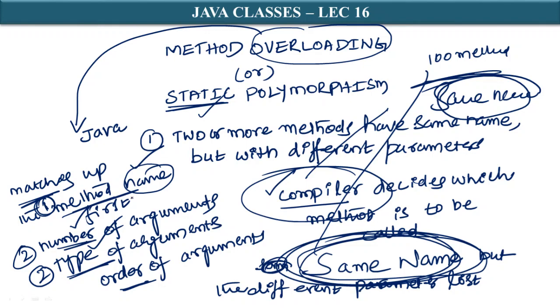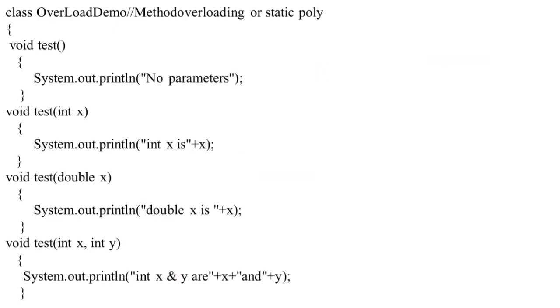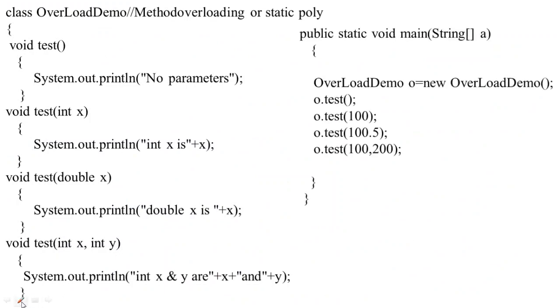How it works, we will try to understand with the help of a simple program. We can understand what method overloading is with the help of this simple program. As I told you in my previous classes, class is a keyword which is used to define my class name. Here I am defining a class named OverloadDemo. Whichever name you want, you can keep here.